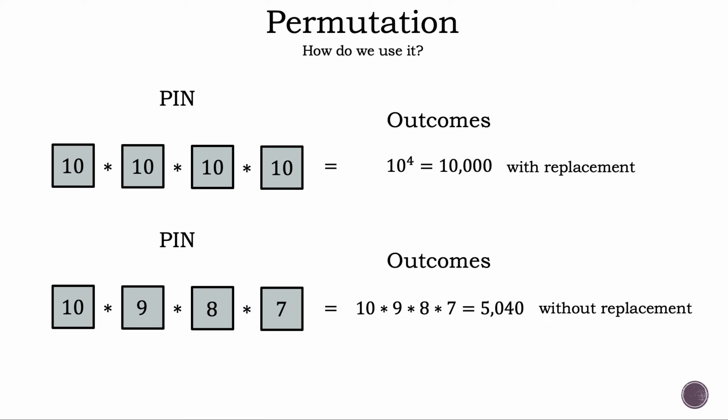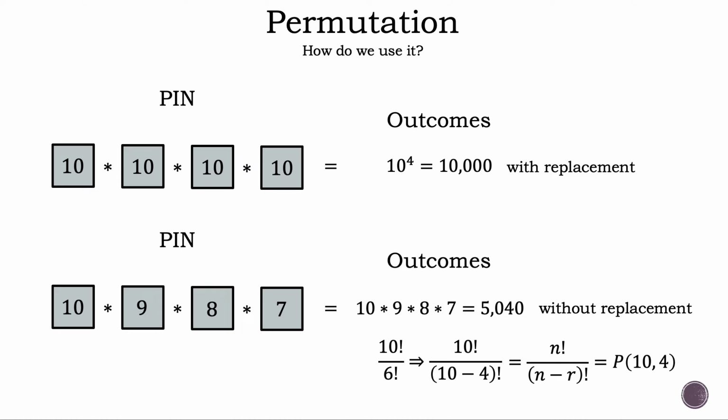Now, we can write this outcome using factorials. Do we know how we can do that? That is correct, 10 factorial over 6 factorial. And we can rewrite that as 10 factorial over the quantity of 10 minus 4 factorial, which is the permutation formula n factorial over the quantity of n minus r factorial. Using the numbers, we can write that as 10 permutations of 4.